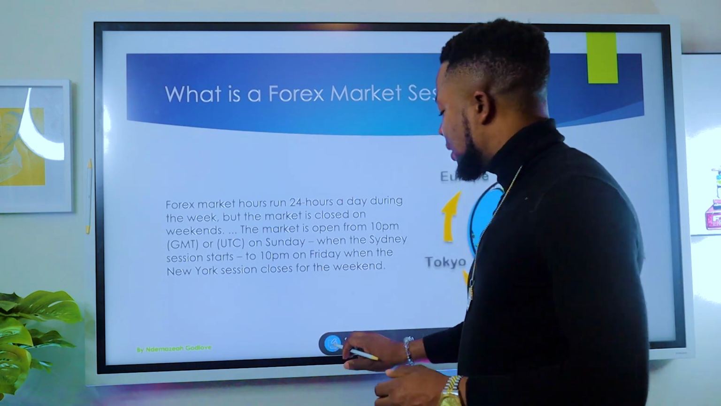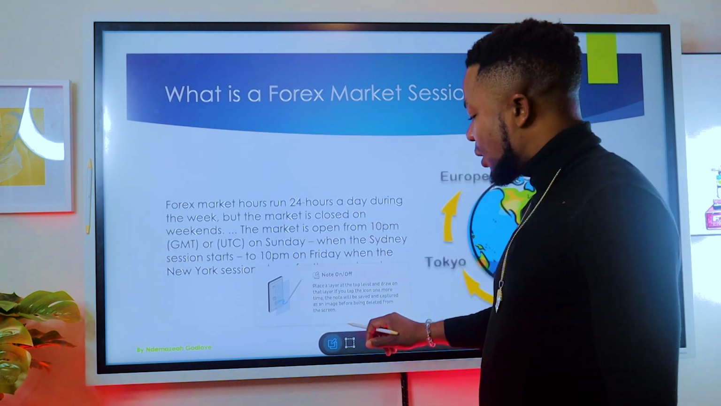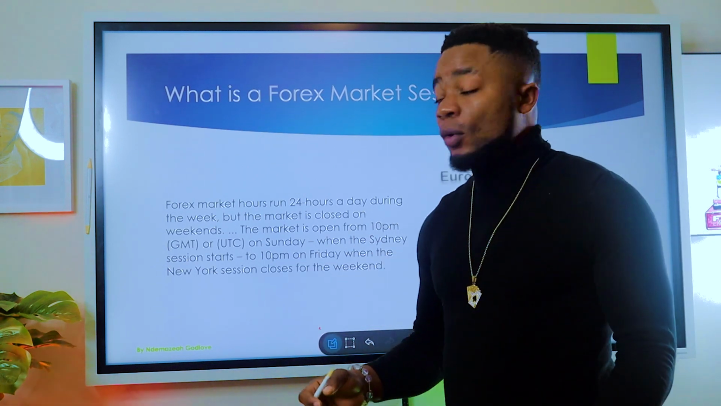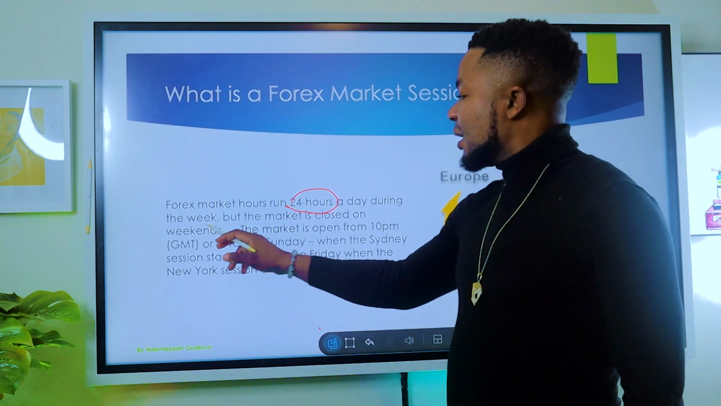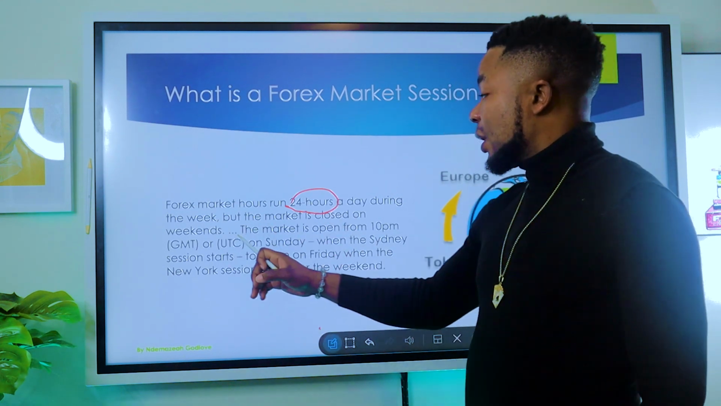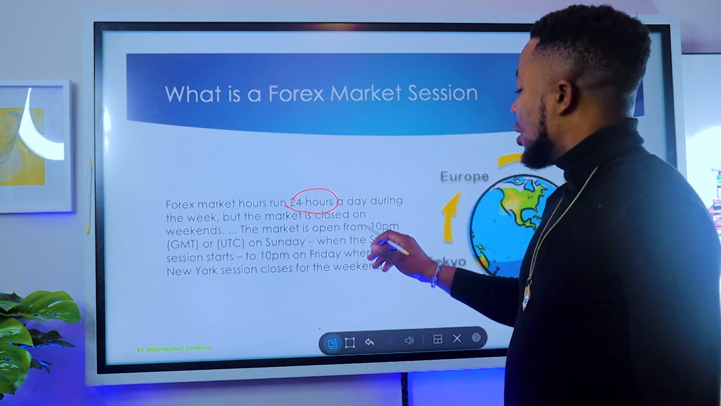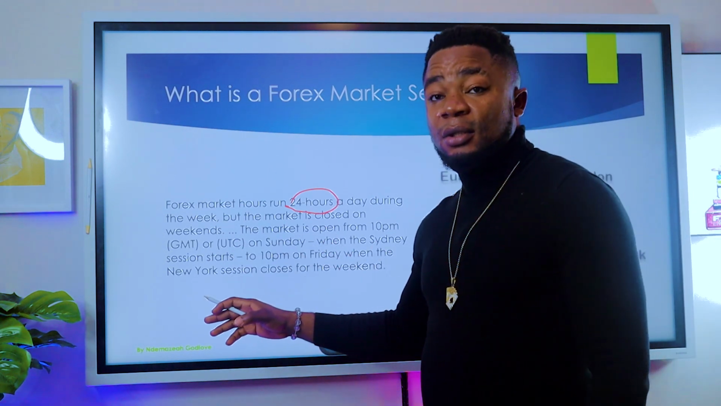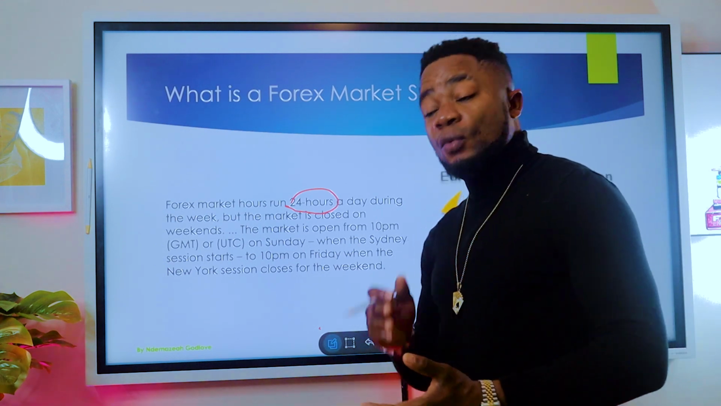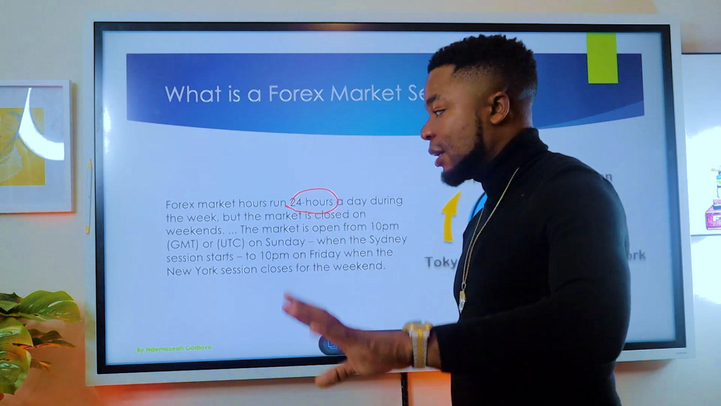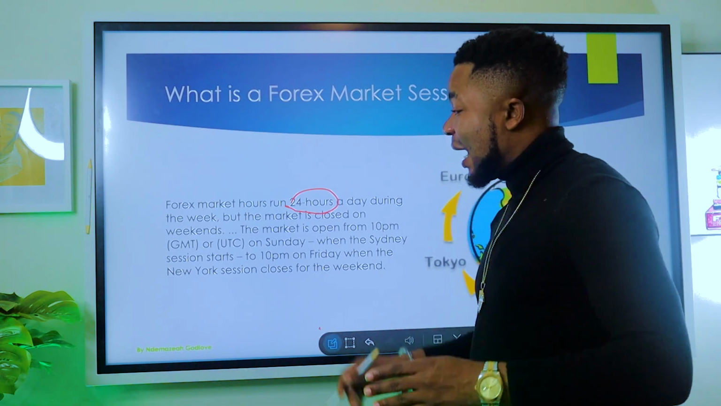So as you can see on my screen, they say forex market hours run 24 hours a day. That one is very obvious, because you already know forex market sessions run 24 hours a day during the week, but the market is closed on weekends. The market is open from 10 p.m. GMT on Sunday when the Sydney session starts. All right, so normally the forex market is open 24 hours a day, 5 days a week, and the normal trading day starts on Sunday at 10 p.m.